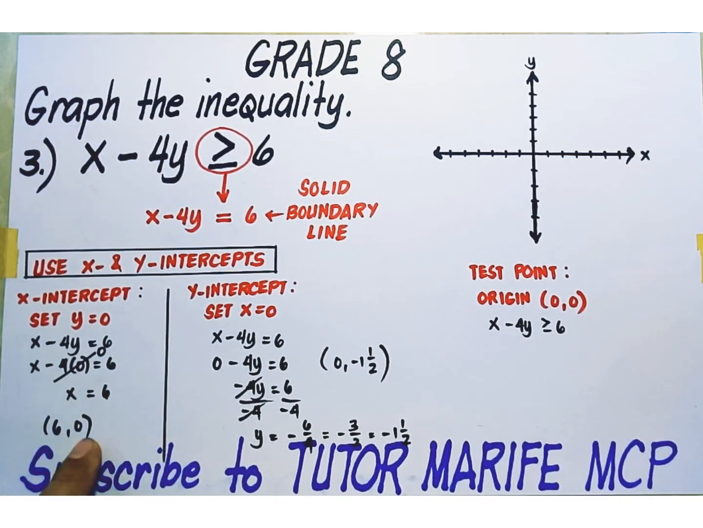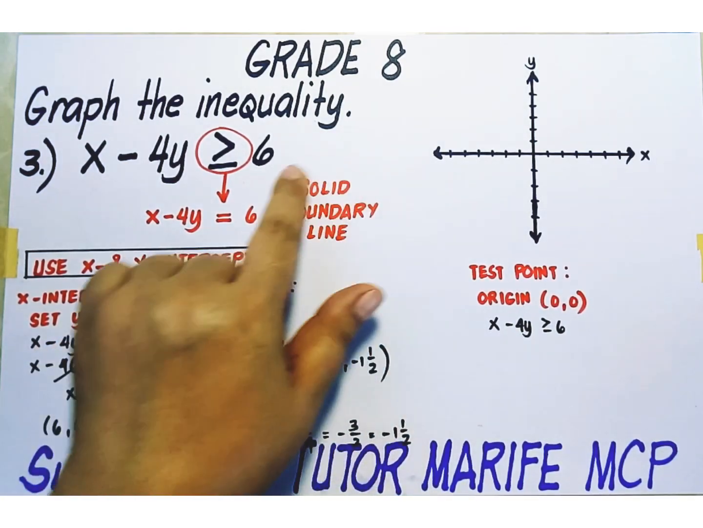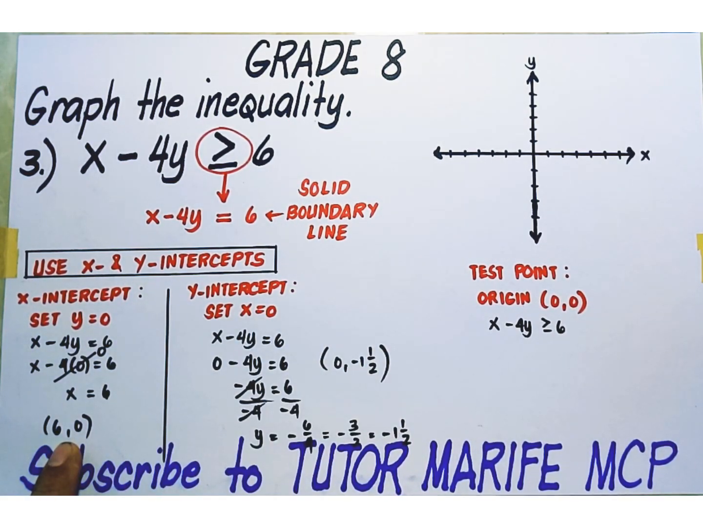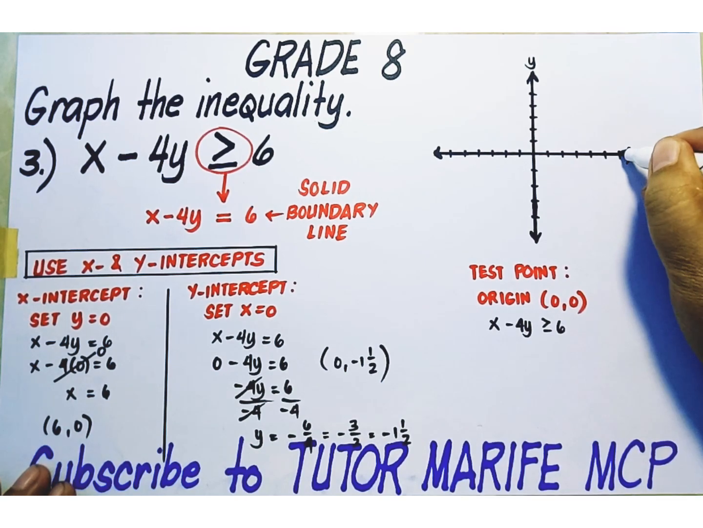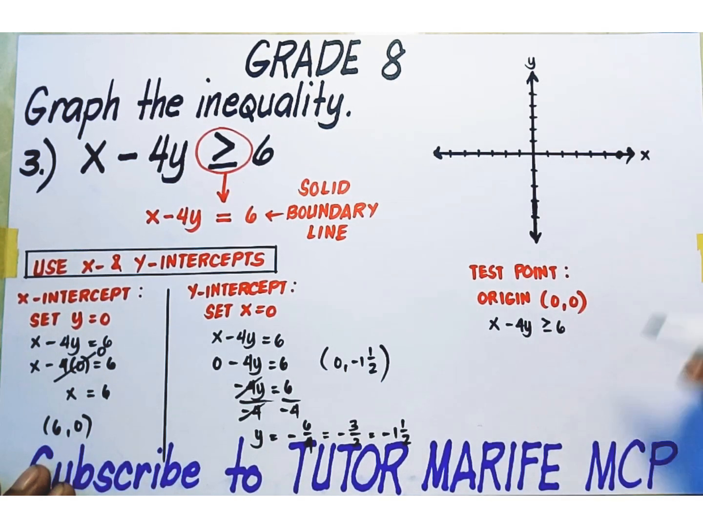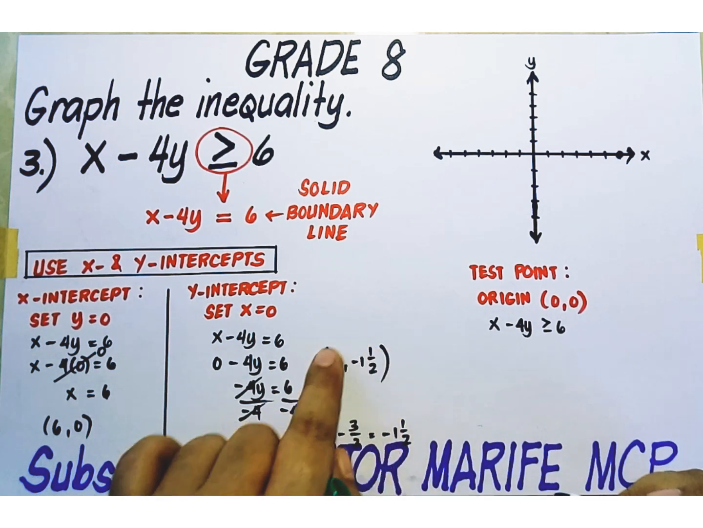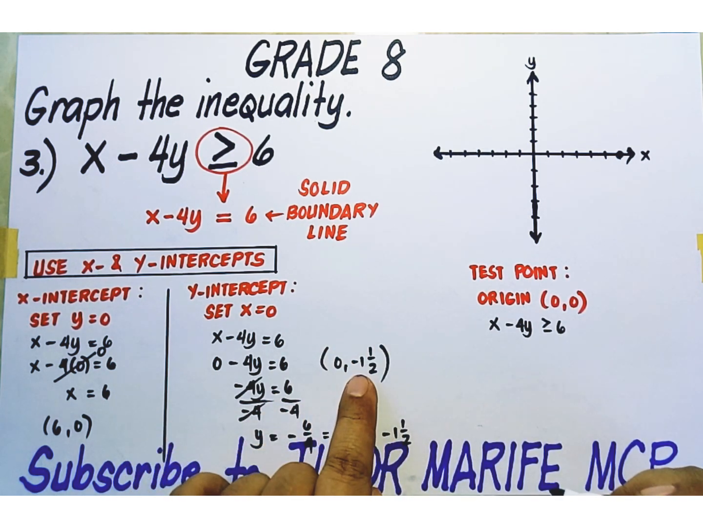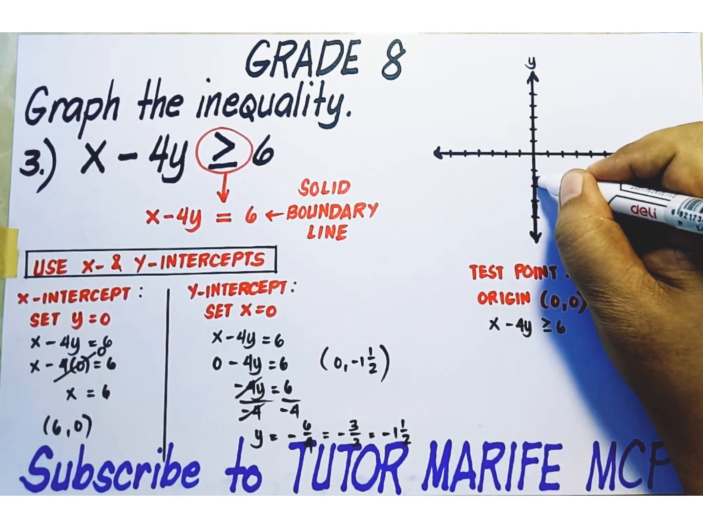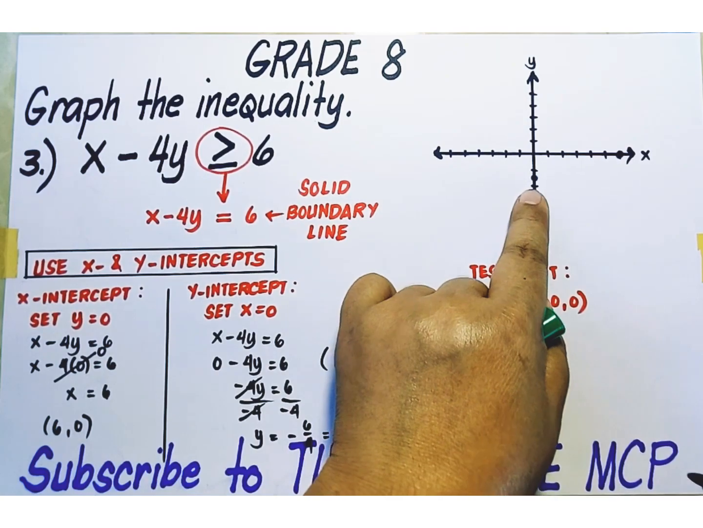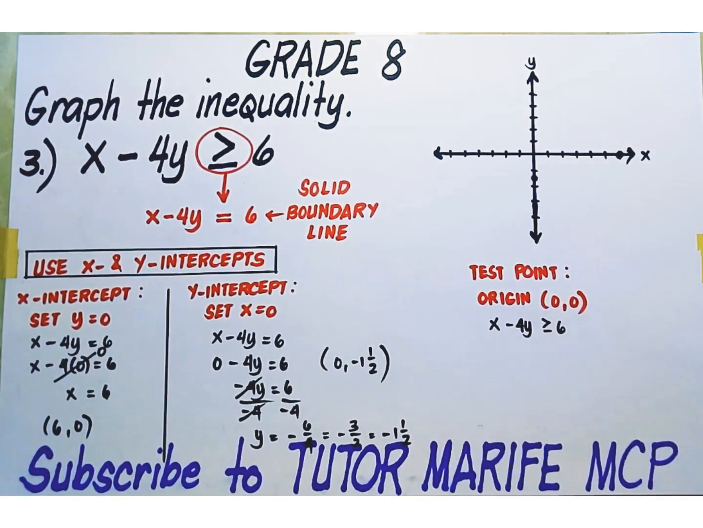Let's now plot the x and y-intercepts to construct the solid boundary line. Our x-intercept is at (6, 0). 1, 2, 3, 4, 5, 6. This is the x-intercept of the boundary line. The y-intercept is at (0, negative 1 and 1/2). Negative 1 and 1/2 is midway between negative 1 and negative 2. This is the y-intercept of the boundary line.